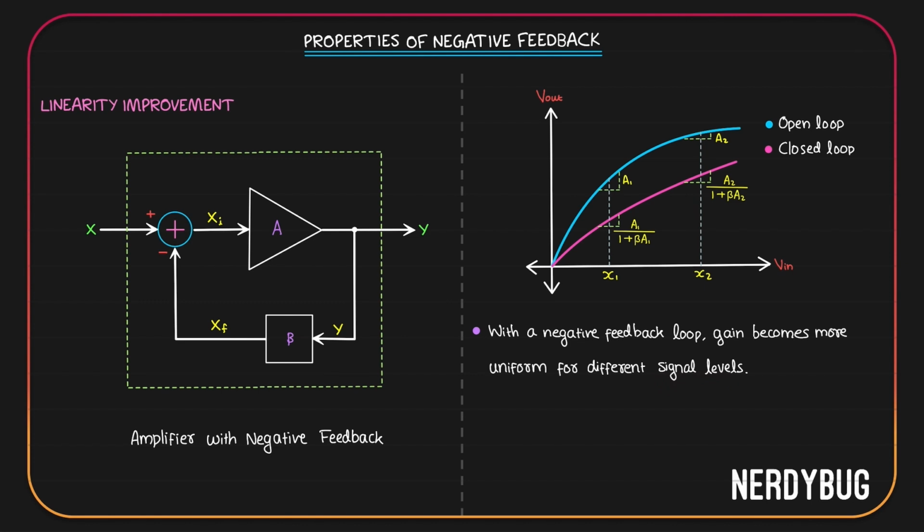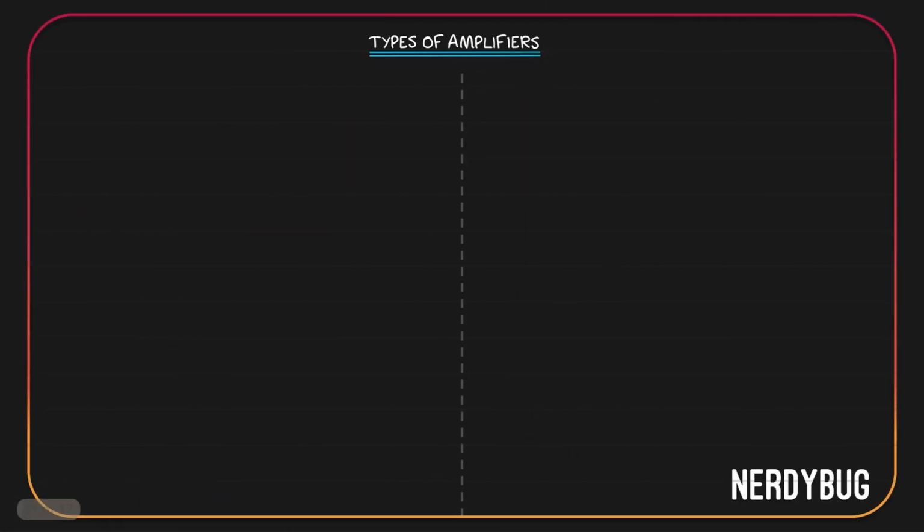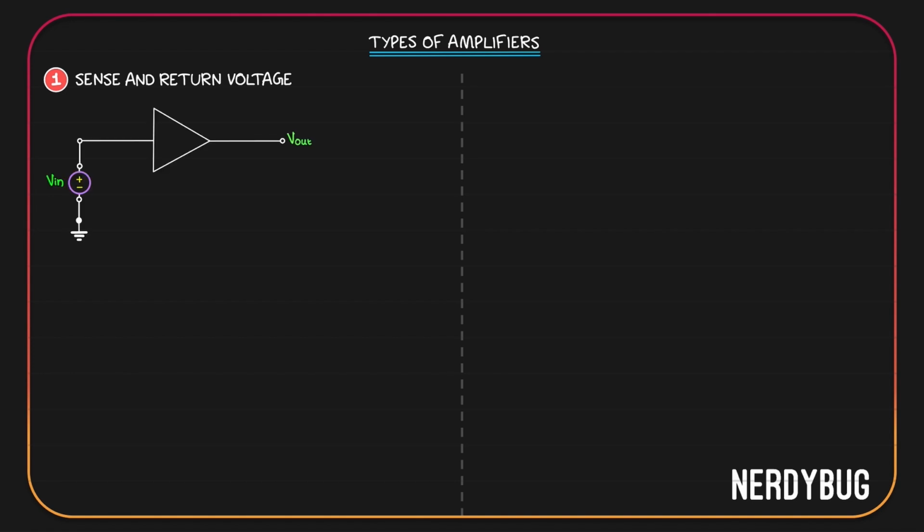With this, let us end the discussion on properties of negative feedback and move on to learning different types of amplifiers. Till now, we have only discussed one type of amplifier, one that has a voltage as an input and a voltage as an output, one that senses a voltage and returns a voltage. It looks like this. We call it a voltage amplifier. Here the gain will be V out divided by V in. It is a voltage divided by another voltage and it will be dimensionless. Let's call it A naught.